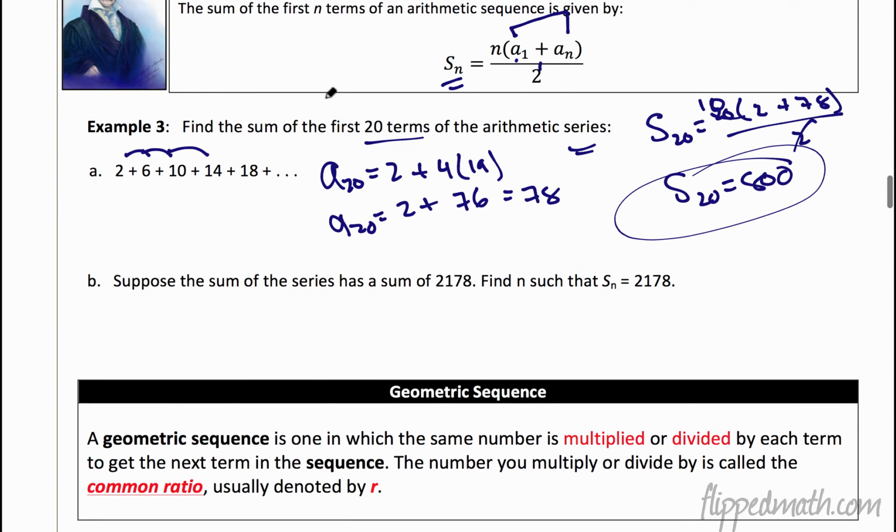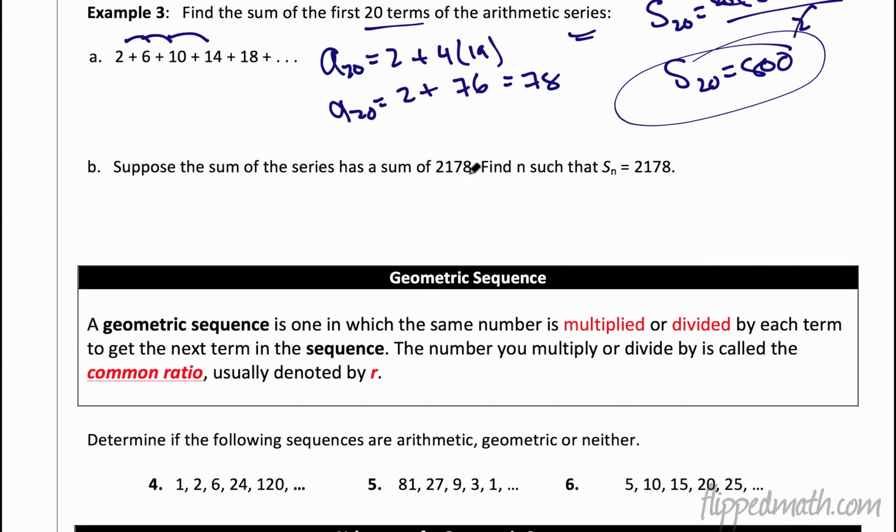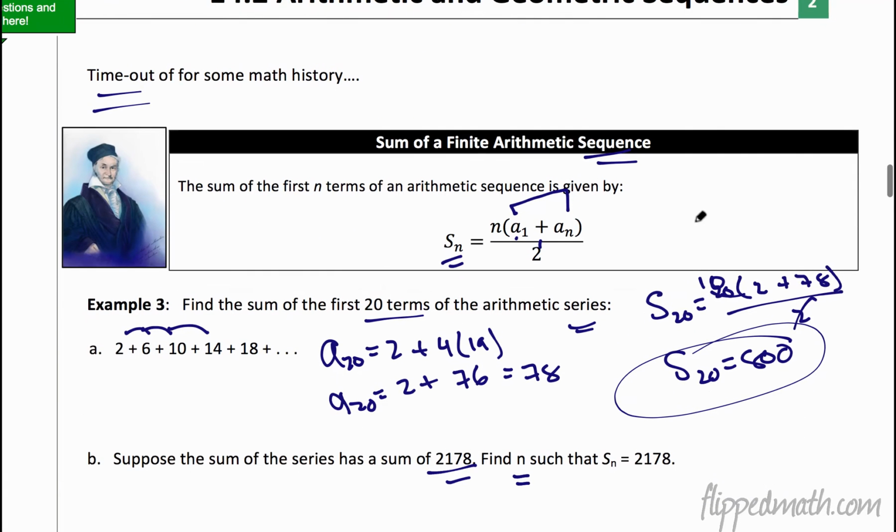Now, let's work it a little differently here. Let's say that the sum is 2,178. So that's weird. The total sum is 2,178, and they want us to find the number of terms, or n. All right, let's do it. Let's write an ugly formula out. So basically, I'm going to look at this formula right here. We know the sum. We don't know what n is.